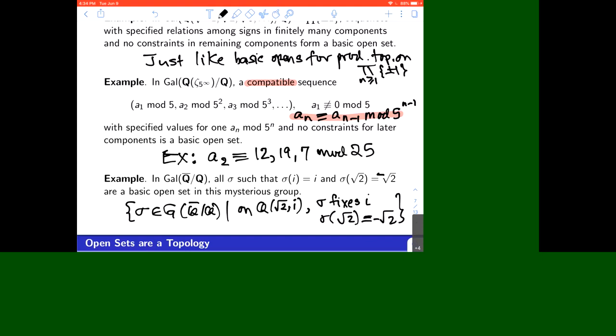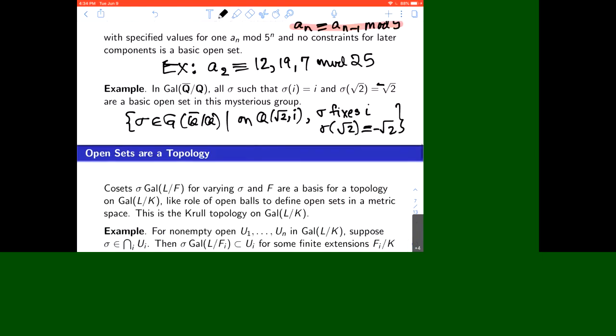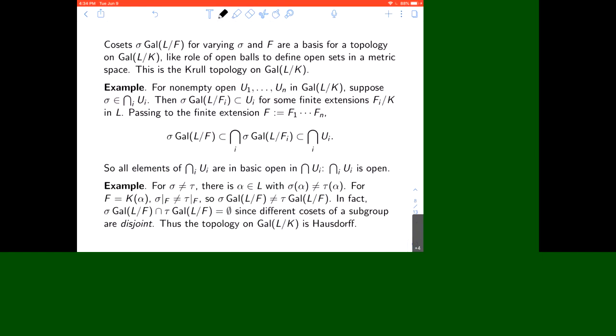And so this is a basic open set. If I were to further say how it has to behave on the cube root of 2 or the square root of 5 plus root 19, that's more constraints. It cuts down, but it's still a basic open set, just putting in a finite amount of information. So this description of what I'm calling basic open sets, and open sets are unions of these, really does give a topology on the Galois group.